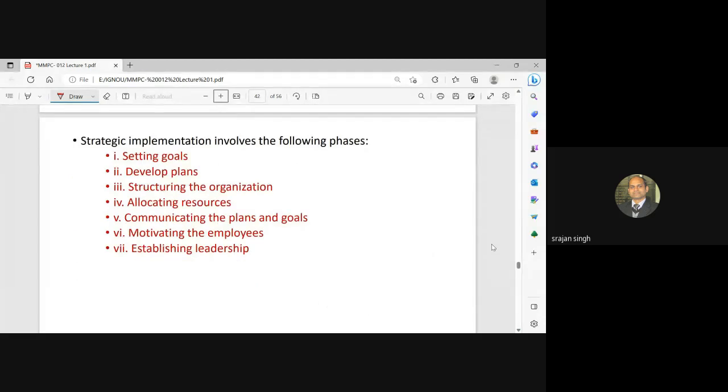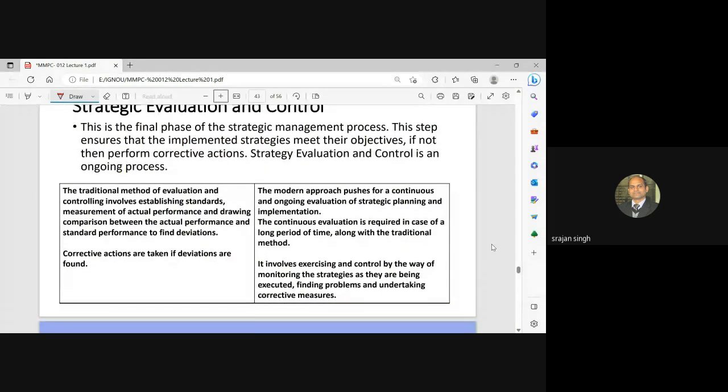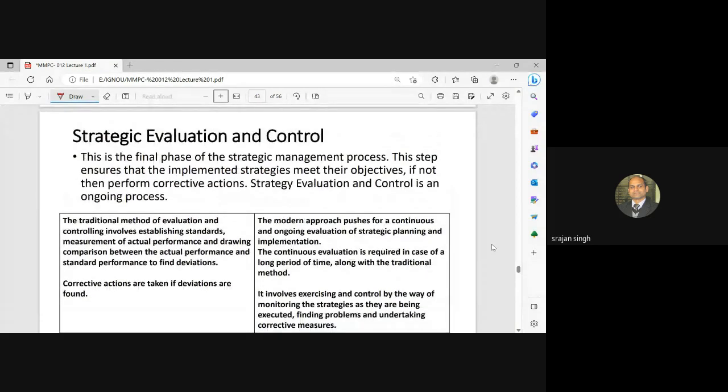Implementation involves following phases: setting goals, developing plans, structuring the organization, allocating resources, communicating plans and goals to the stakeholders or any individual who is concerned to the plan or to the strategy. Next is motivating employees and then establishing leadership. Next, last is strategic evaluation and control.